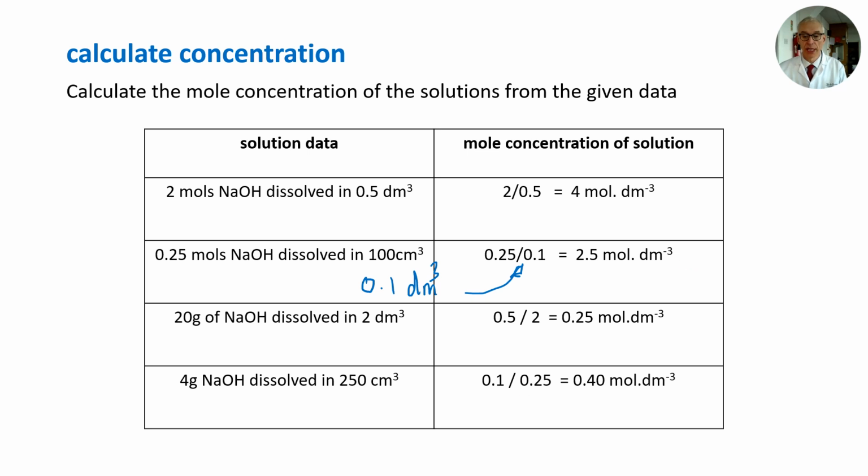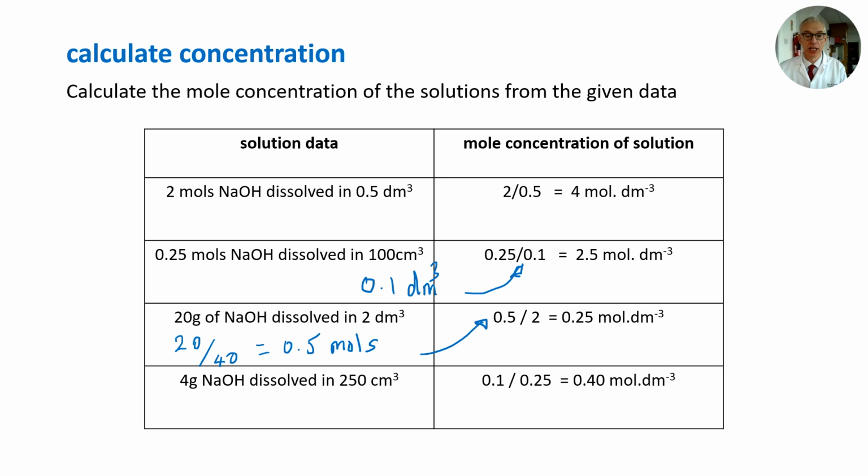Now, the next problem, 20 grams of sodium hydroxide dissolved in 2 liters. We need to convert that into moles. So 20 divided by the molar mass, which is 40, comes to 0.5 moles. So that explains that 0.5 on the right hand side, and obviously the volume. The volume is 2, so we come to 0.25 moles per decimeter cubed.